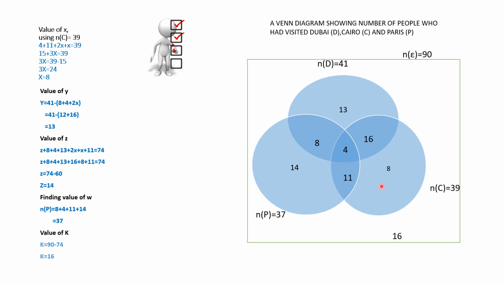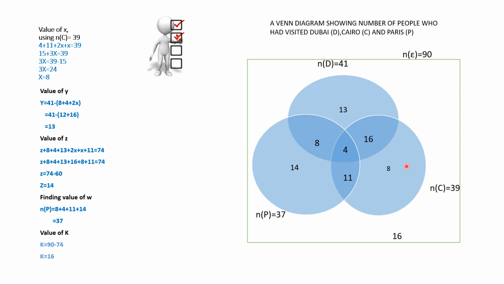Come here also, 11 plus 4, that is 15, plus 16, 31, then plus 8, 39, also right. Even here, 16. Now, prove each set and you see that it is right. You say that everything is done.